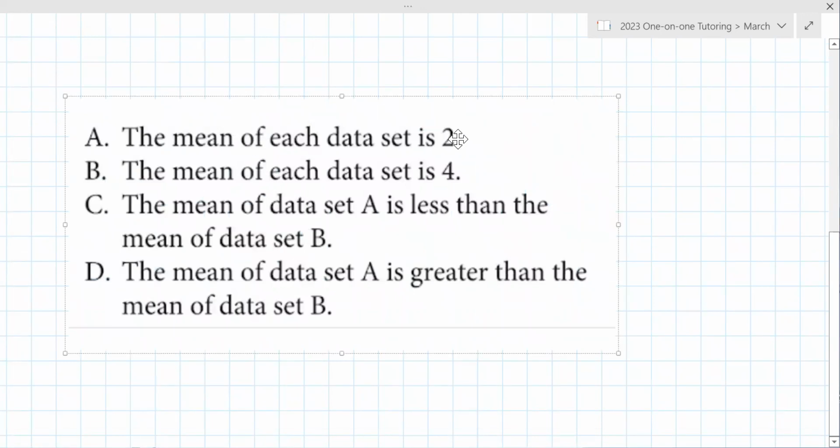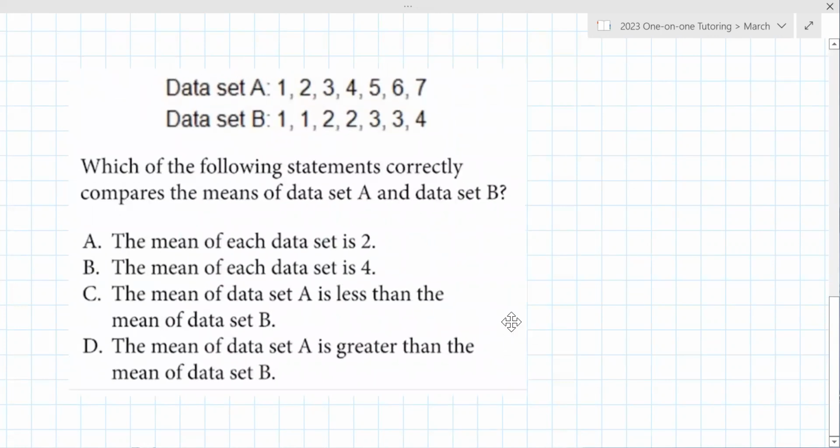The mean of each data set is 2. The mean of each data set is 4. So two different means. The mean of data set A is less than the mean of data set B. The mean of data set A is greater than the mean of data set B. Based on this, what do you think the question is asking you to do? Find the mean. Yeah, in fact, it actually gives you two different data sets.